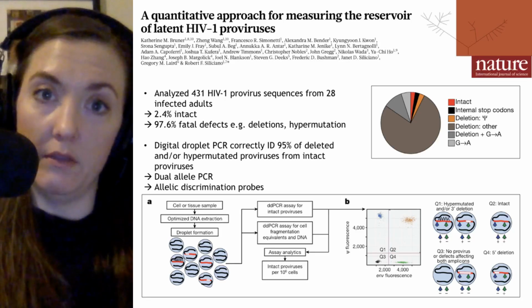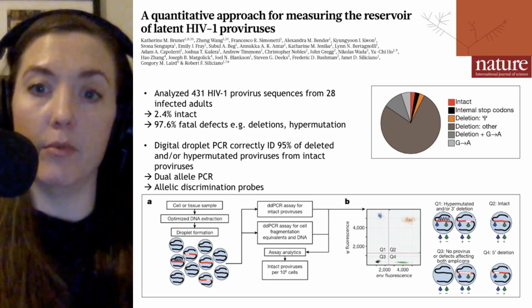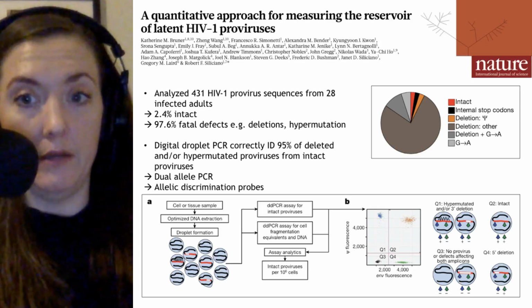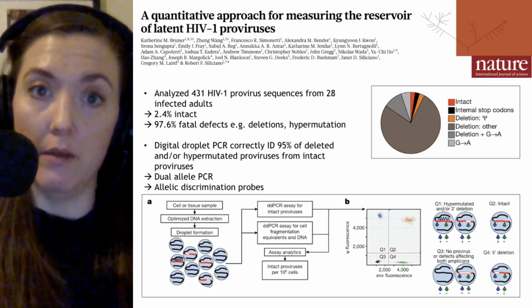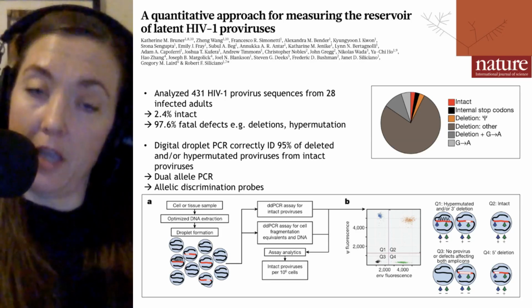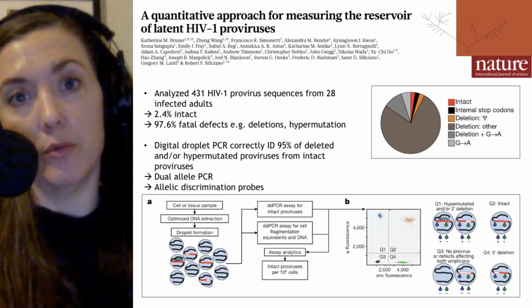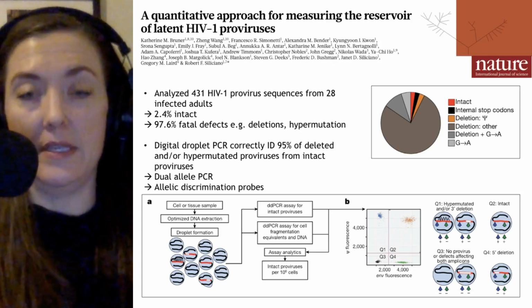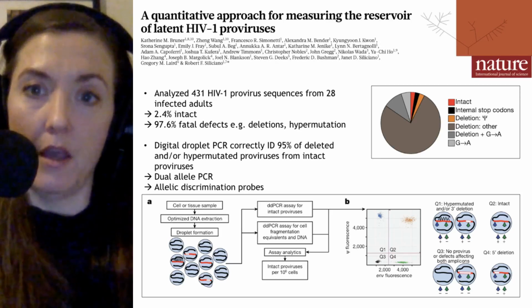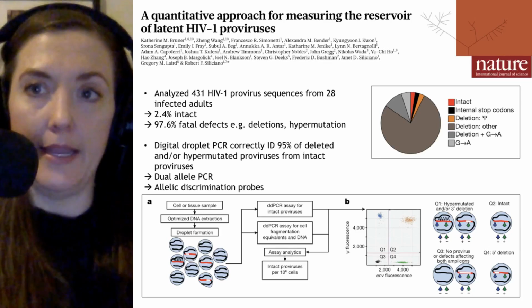And from using these various probes, they are then able to separate different quadrants of either hypermutated, intact, or deletion proviruses. And from that, they're able to back calculate the ratio or proportion of these different sequences in the population. So they applied this, as we'll see in the next slide, slide 8.